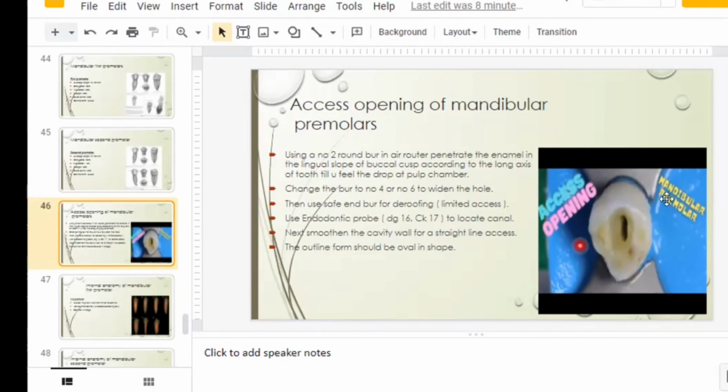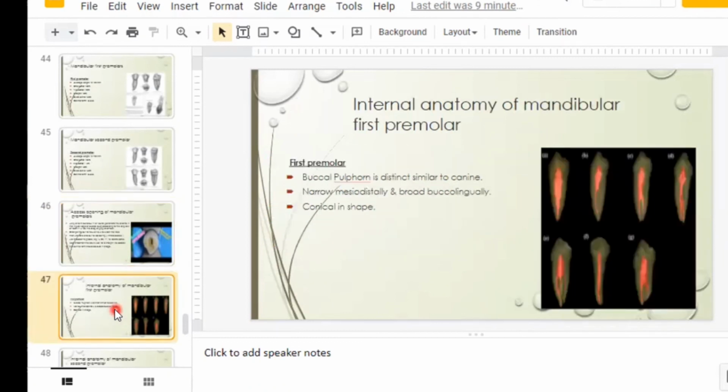Your class 1, class 2 cavity preparations are mesiodistal. So don't get confused between the access cavity preparation and the shape of your access opening. Access openings are always bucco-palatal for upper and bucco-lingual for lower, oval in shape. Again, the same number 2, number 4 bur, safe and bur, drop, like deroofing, same words. Again, internal anatomy, we have already studied all the classification.